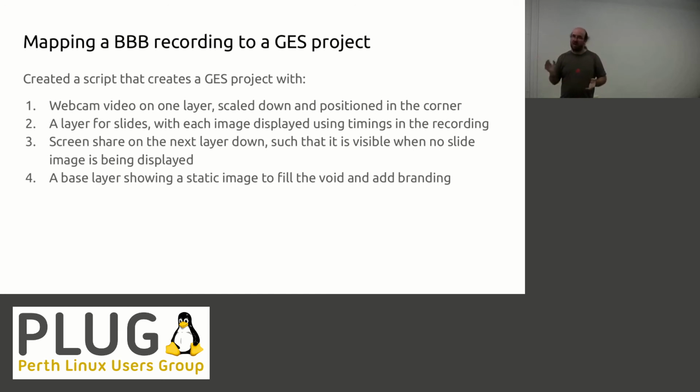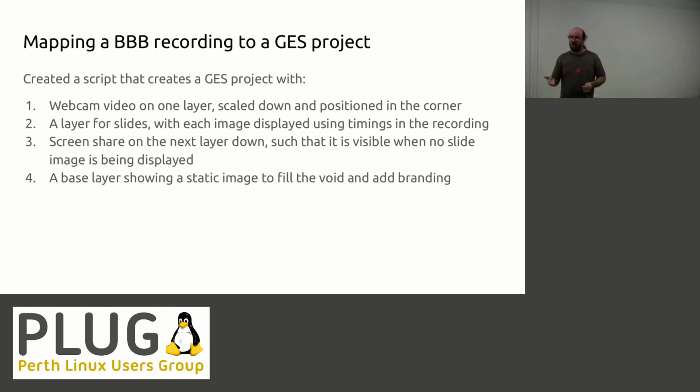I've got a second layer which would take the slides. So this basically takes each of the slide images and tells it where to start and where to end for each of those things. So each time it was taking some of the timing information from the BigBlueButton recording to decide where to show those images.